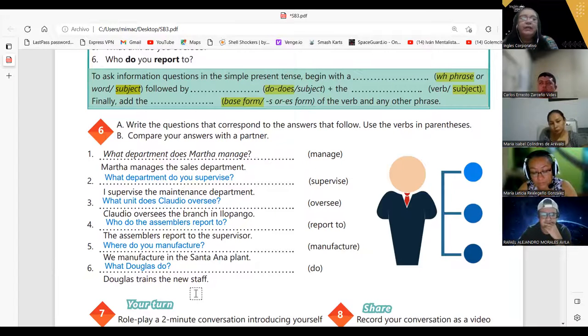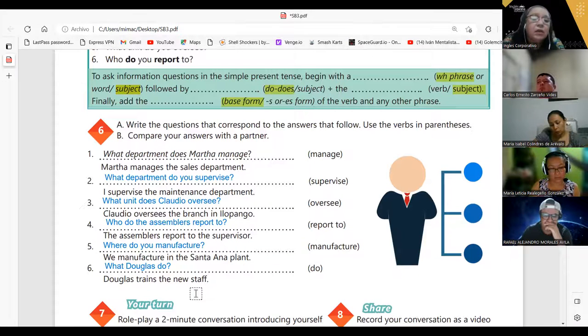So we have: What department do you supervise? I supervise the maintenance department. What unit does Claudio oversee? Claudio oversees the branch in Ilopango. Who do the assemblers report to? The assemblers report to the supervisor. Where do you manufacture? We manufacture in the Santa Ana plant.